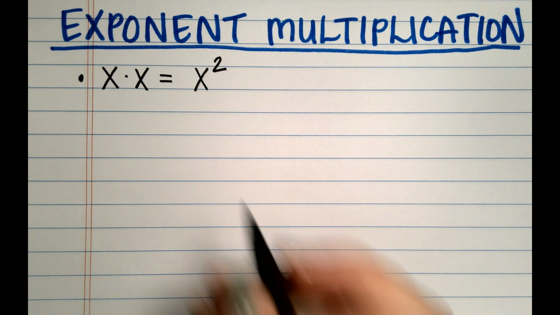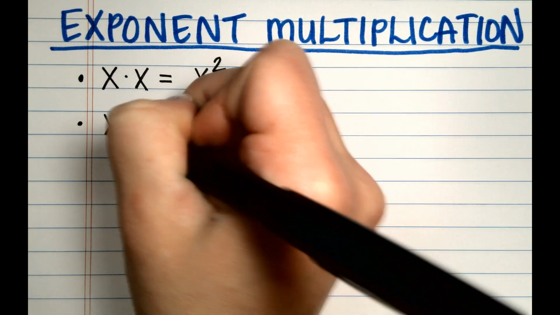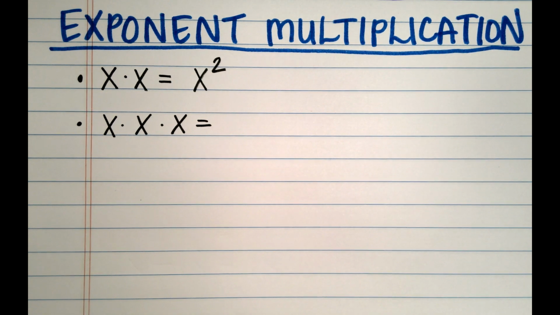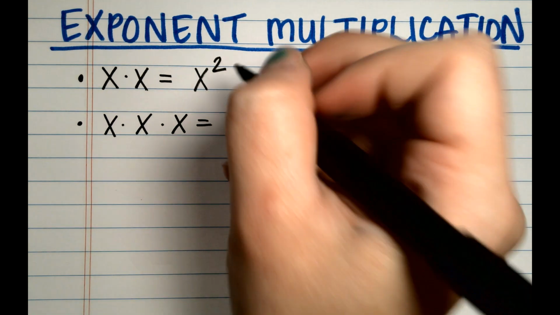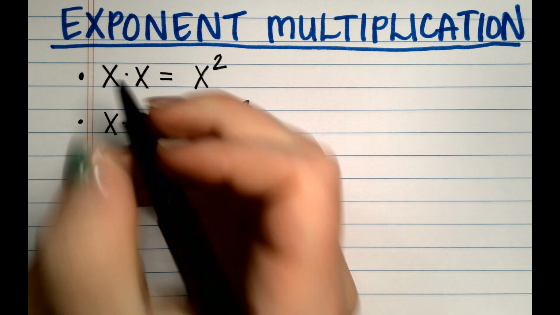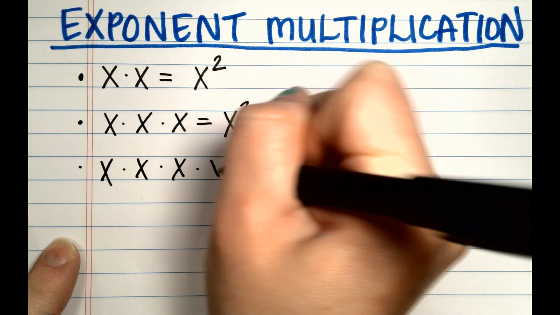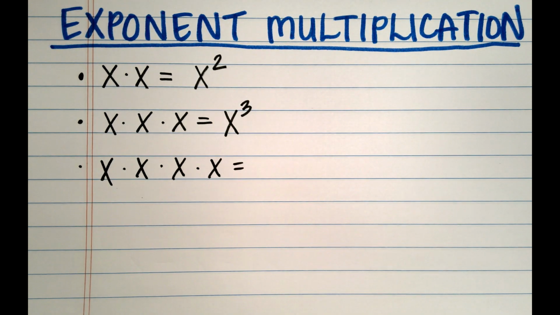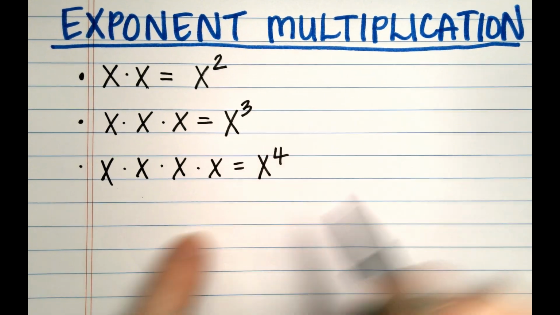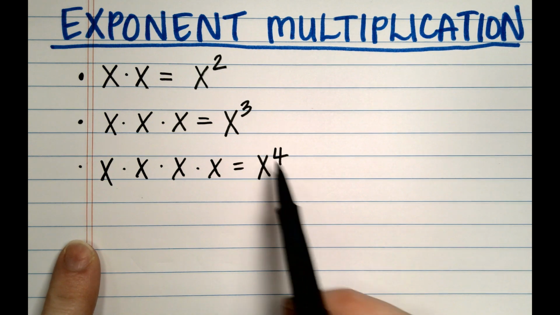Good. What about x times x times x? Yes, x cubed, or x to the third power. What about x times x times x times x? X to the fourth power. Do you see the pattern? However many times you are multiplying x by itself, that is the number for your exponent.